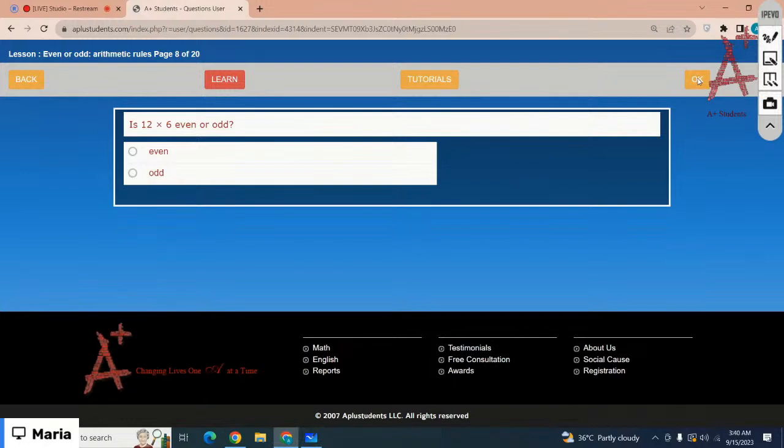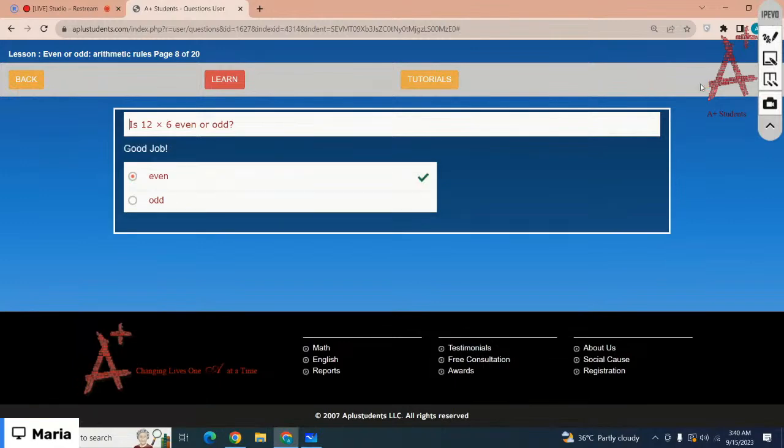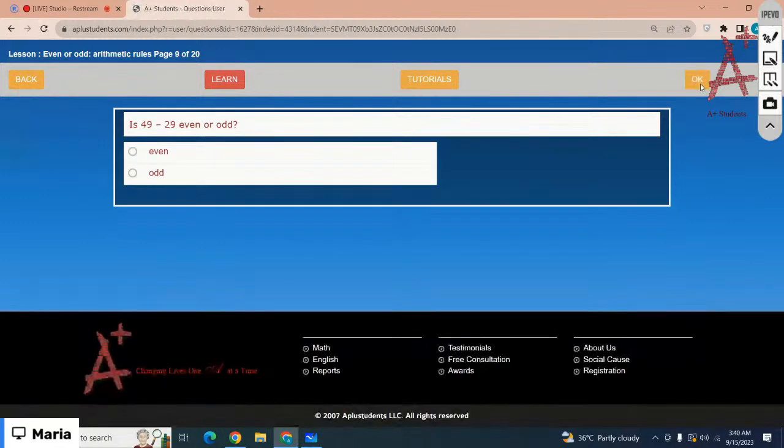Is 12 times 6 even or odd? They both are even numbers. Their product must be even, right? Is 49 minus 29 even or odd? We are subtracting two odd numbers. Answer must be even, right?